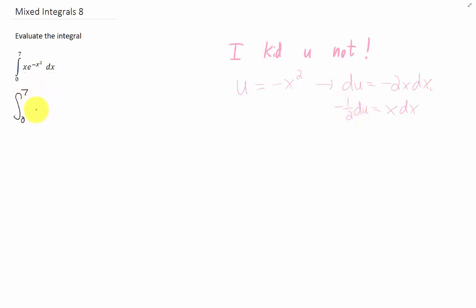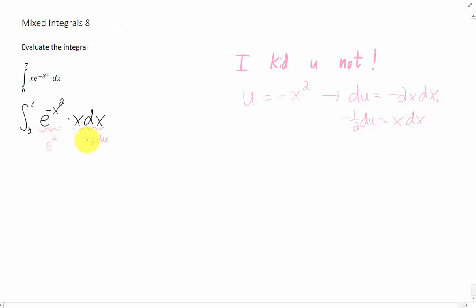I'm just going to rewrite this integral so we can more clearly see what our substitution looks like. This term right here looks like a negative 1/2 du, and this first term looks like an e to the u. I think that that's something that we can integrate, so I'm going to go ahead and talk about the limits.